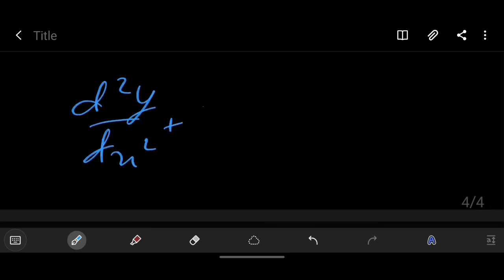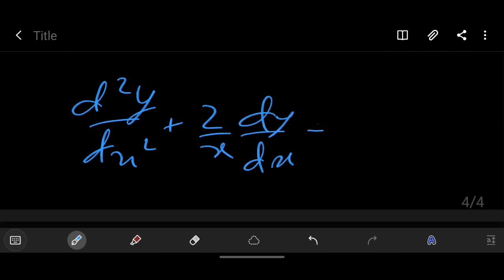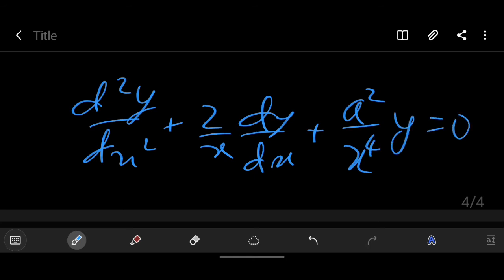Our example would be d²y/dx² plus 2/x dy/dx plus a²/x⁴ y equals 0. Suppose this is our equation. Now we want to solve this given problem by changing x to z. So we have to choose z. We have to find out z.